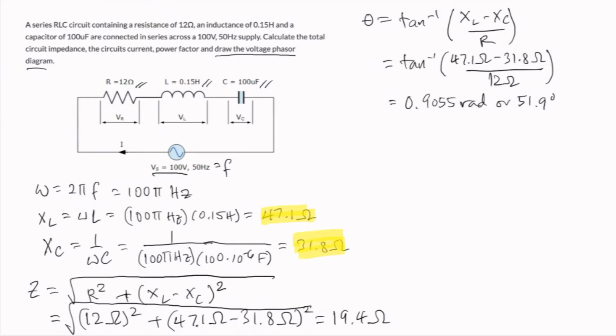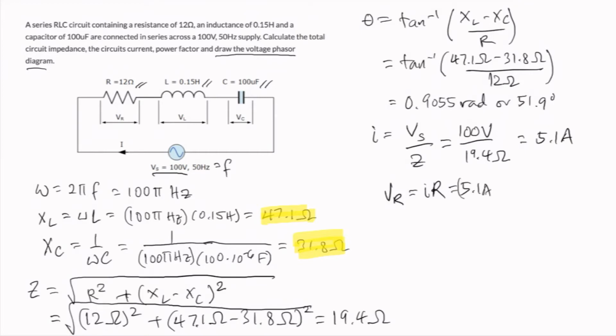Now we can solve for the current. The current is easily solved from this equation, V sub S over the impedance. Since V sub S is 100 volts and the impedance is 19.4 ohms, the magnitude of the current is 5.1 amperes. We can now solve for the voltage across each of the circuit elements. The voltage across the resistor is easily solved from the equation I times R, which is equal to 5.1 amperes times 12 ohms or 61.2 volts.